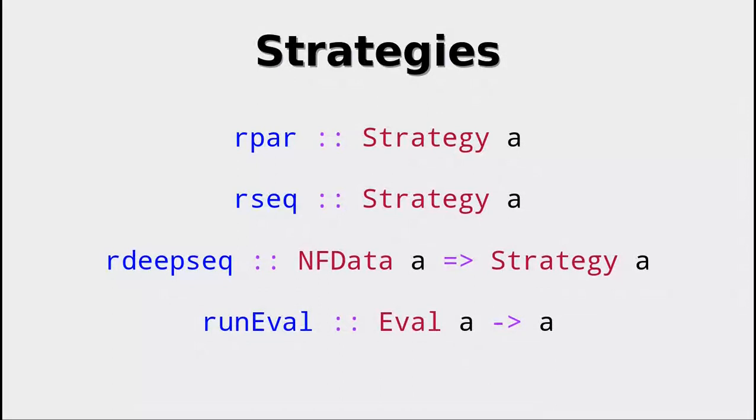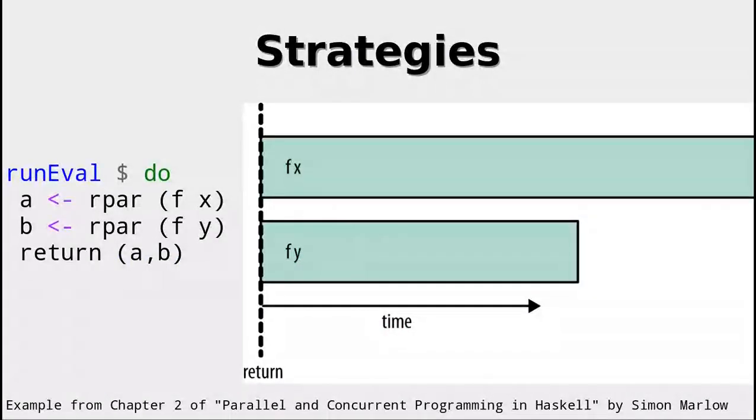Okay, so here we want to look at some examples of how rpar and rseq work. So let's look at this, where we run the eval on an eval monad that looks like this, where we have two computations, f of x and f of y, that we do in parallel. And as we can see, it's the thing that we actually wanted is happening. Both happen in parallel. But the very important thing is that the return happens before anything else.